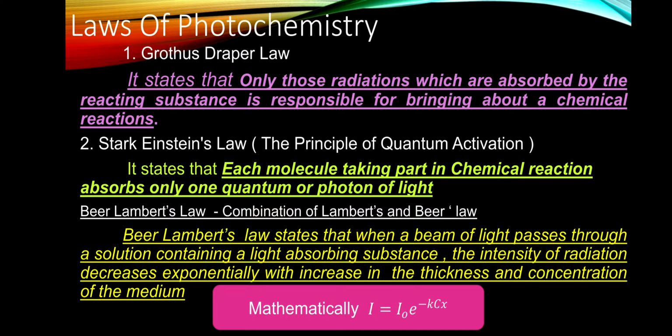Then Stark-Einstein law states that each molecule taking part in a chemical reaction absorbs only one quantum or photon of light. Quantum means it is the smallest energy possible by the light. So one molecule absorbs one quantum and only then reacts. Then Beer-Lambert's law, it is a combination of two laws.